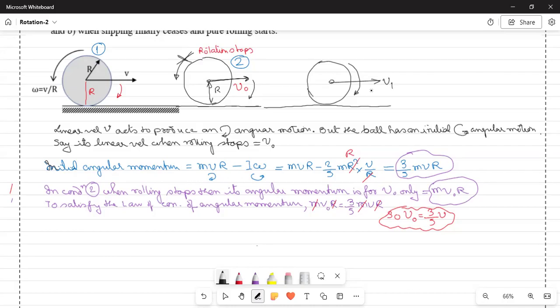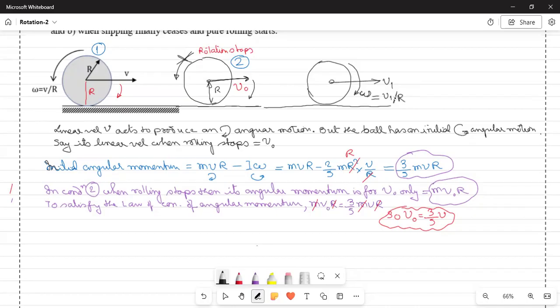If this velocity is v1, what is the angular momentum? The angular momentum created by v1 is m v1 multiplied by r. And it also has an angular velocity omega, which is only due to v1, that is, omega is v1 by r.